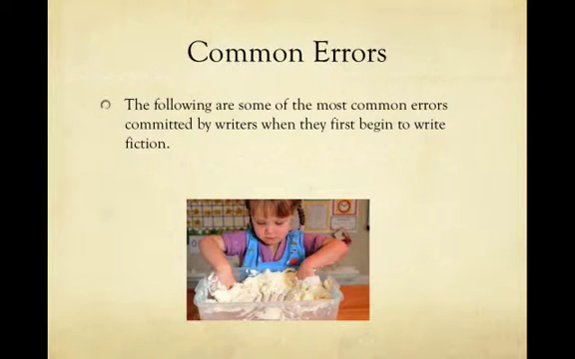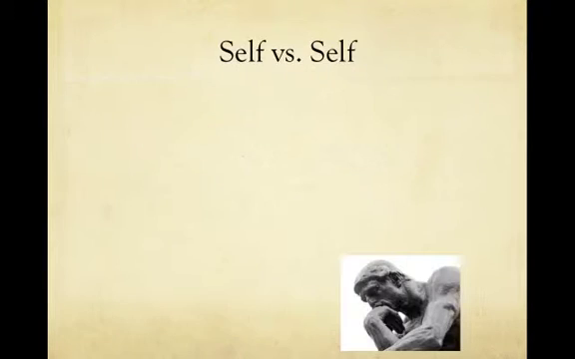Alright, so now I'm going to talk a little bit about the common errors that people make when they start to write a story and don't pay attention to what we call these key elements of fiction. Okay, this is what you get. The most common one is a self versus the self, and at first it sounds like a really great idea.